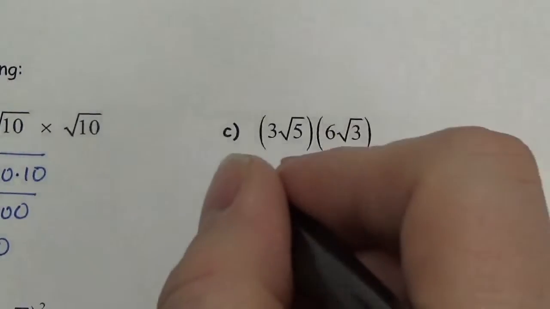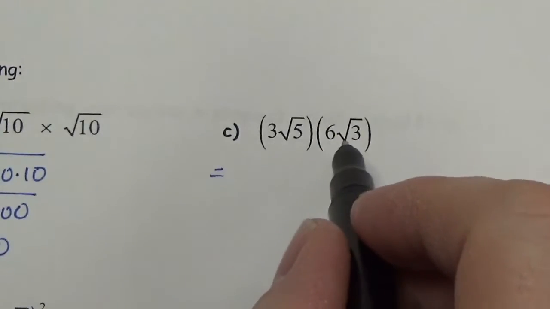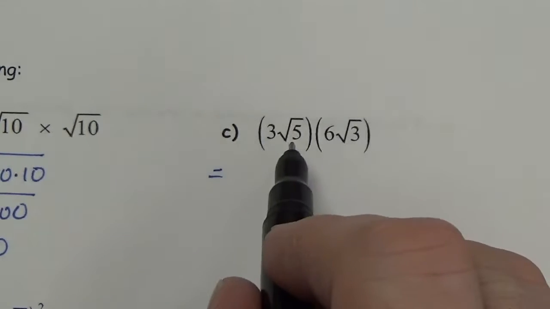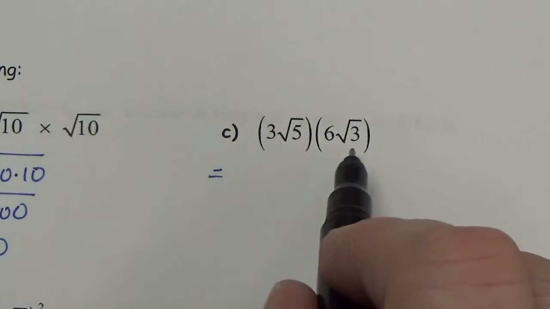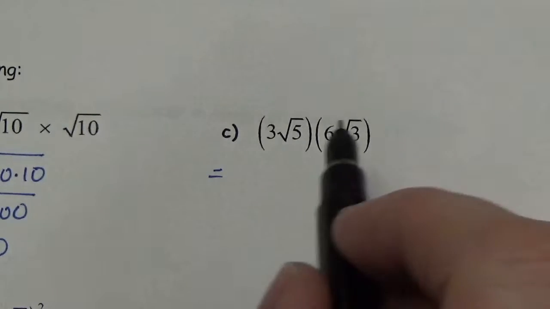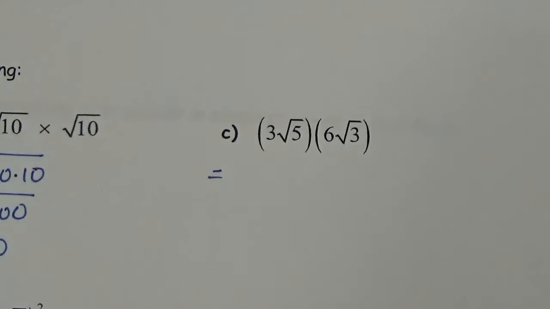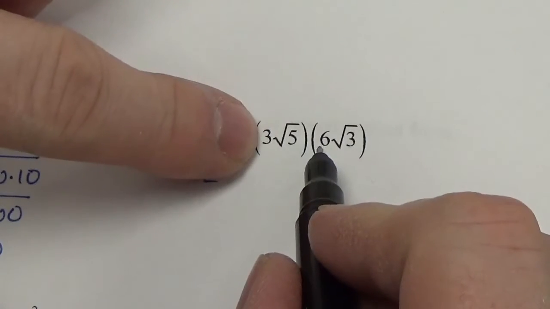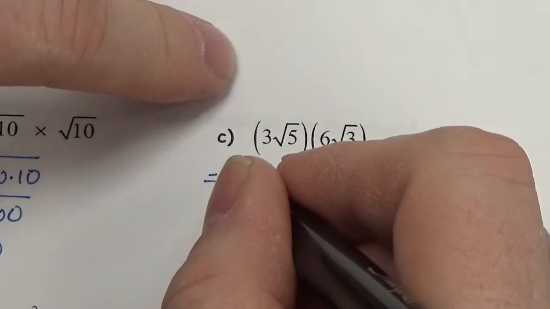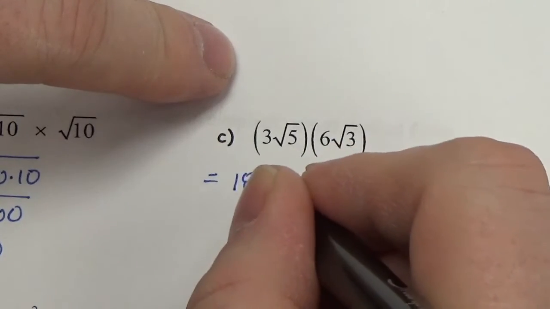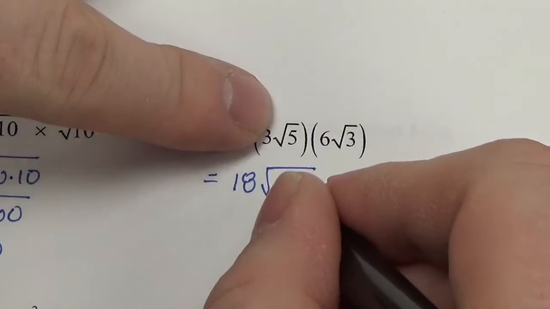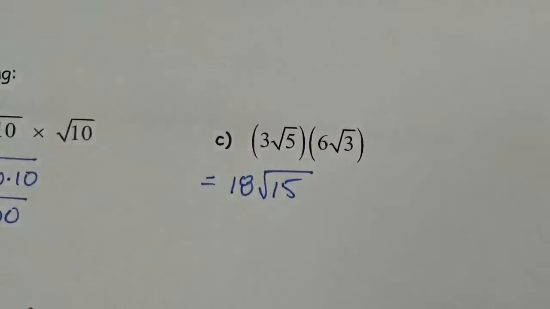Over here, I've got 3 root 5 times 6 root 3. Okay, so now it's getting a little bit more complicated. Let's ask, can I simplify the root 5 or the root 3? And the answer is no, because those are both prime numbers, so that's as nice as it's going to get here. So now I'm going to multiply the coefficients together, 3 times 6. Okay, so 3 times 6 is going to be 18. And now I'm going to multiply the two radicands together, and 3 times 5 is 15.